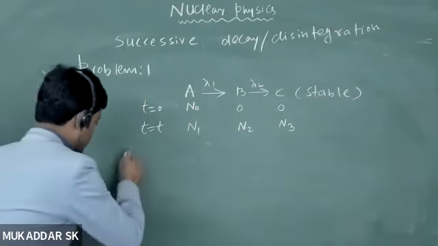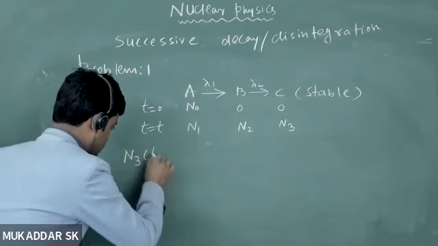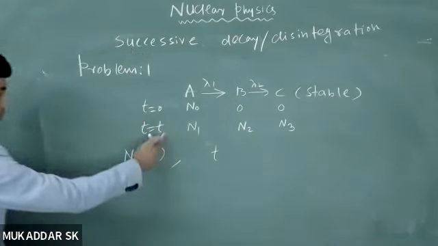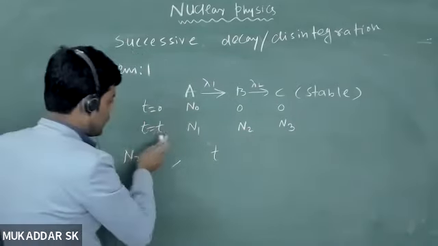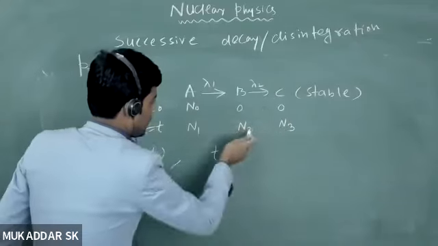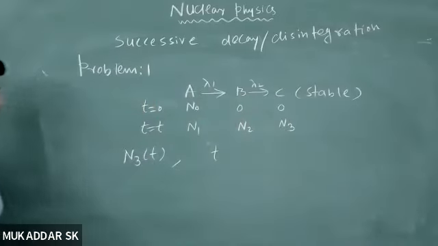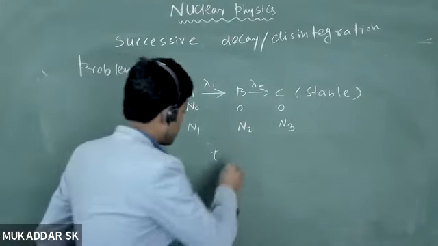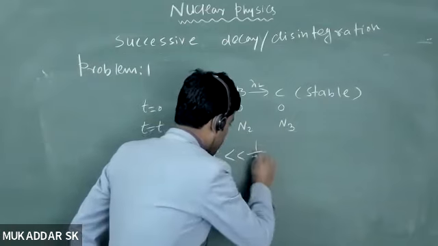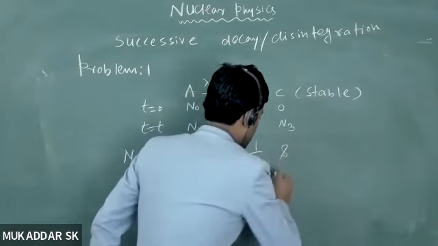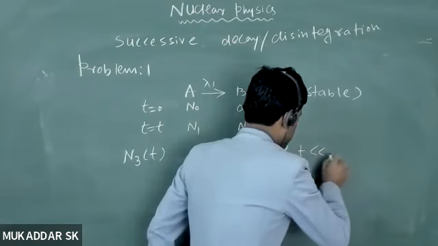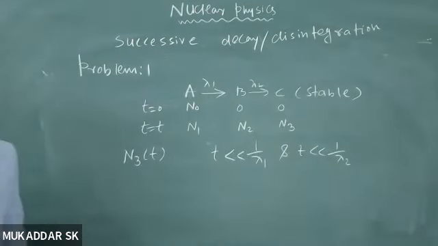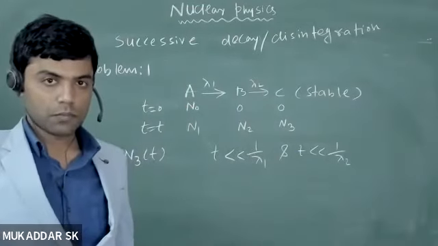You have to calculate the number of C nuclei, and the time is given. At time t, N1, N2, N3: N3 is the C nuclei, N2 the B nuclei, N1 the A nuclei. So you calculate the population of C nuclei, where the time given is much smaller than 1 by lambda 1, as well as t much smaller than 1 by lambda 2. At this time, you have to calculate that population.